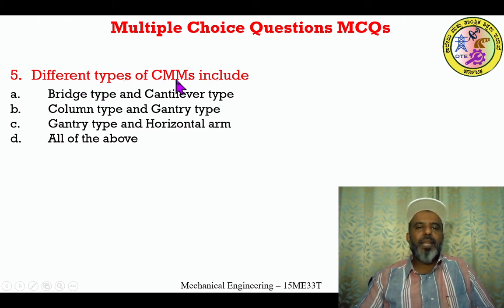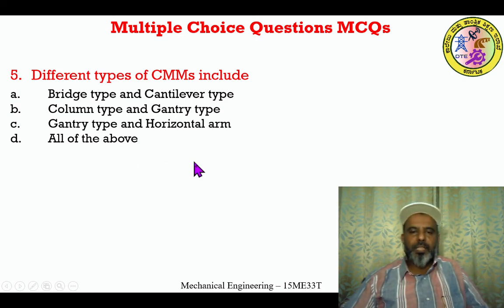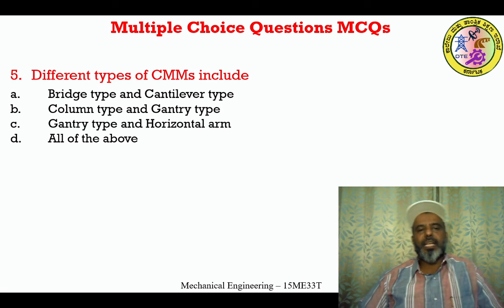The different types of CMMs include. We have discussed 5 different types. You recall those 5, what are the 5 different types? The first one he has given: bridge type and cantilever type. He has made these questions tricky. B, column type and gantry type. C is gantry type and horizontal arm type. D, all of the above. Just start guessing the answer. If you are not knowing, the answer will appear within 15 seconds.